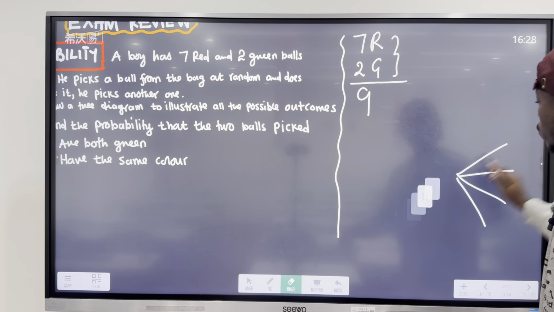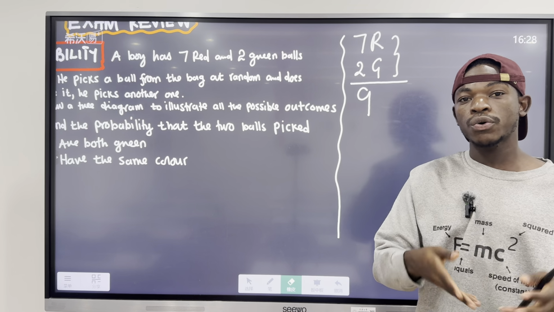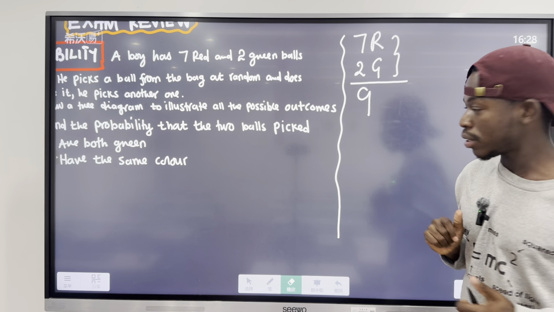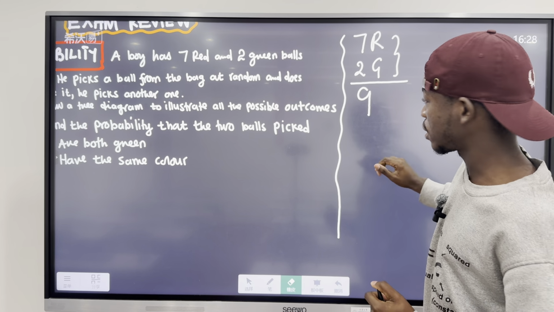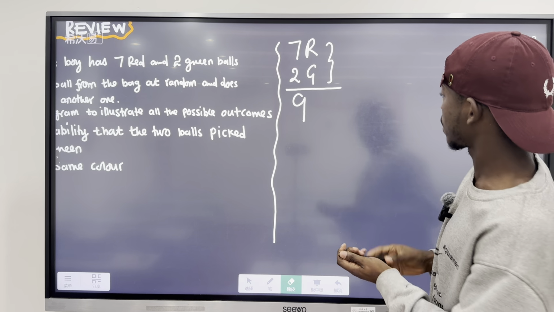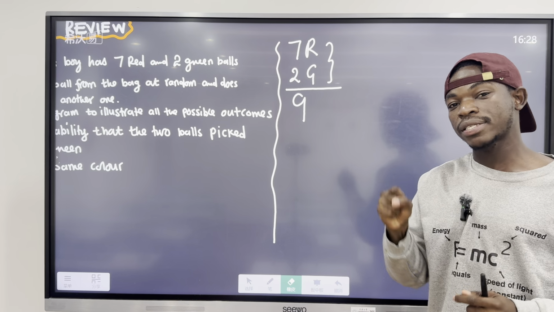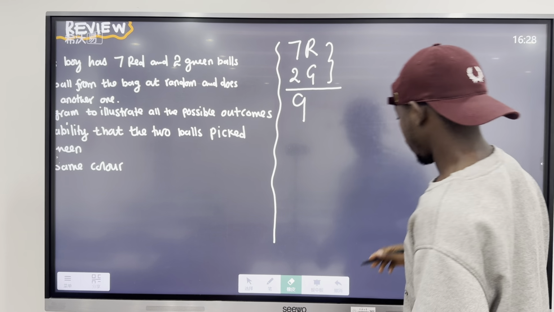Now let's understand how to draw this tree diagram. With this tree diagram, you don't just draw it, you also show the probabilities. Let me just draw this and explain to you. We're going to start with the first picking. Remember, this person picks at first. So the first selection.